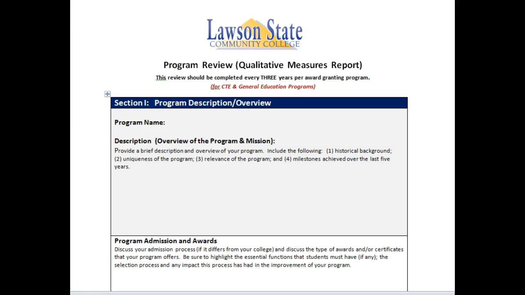Welcome to the Program Review Qualitative Measures Report. This presentation will highlight how to complete this form and really also highlight the purpose. So let's start there with the purpose.